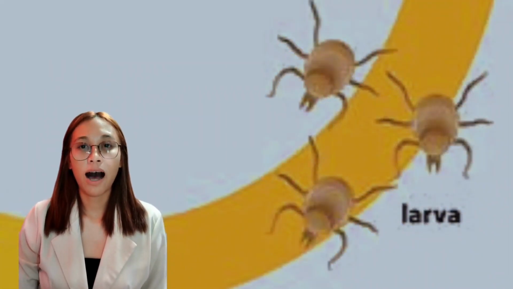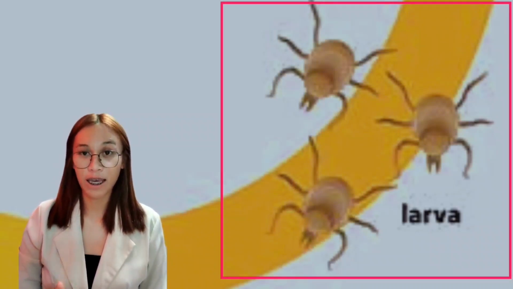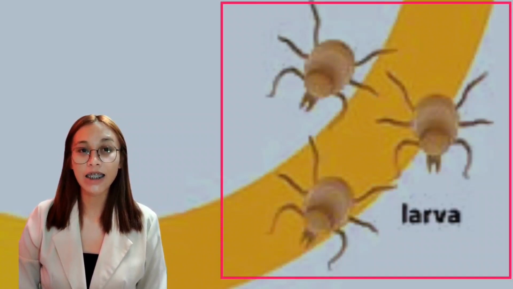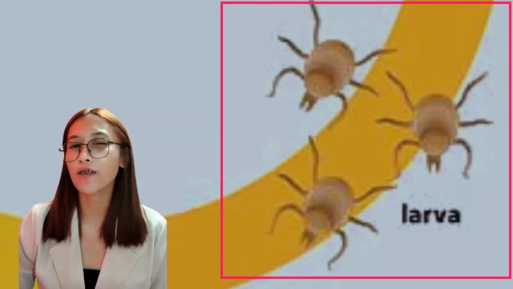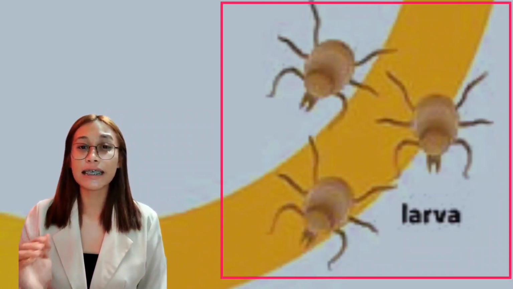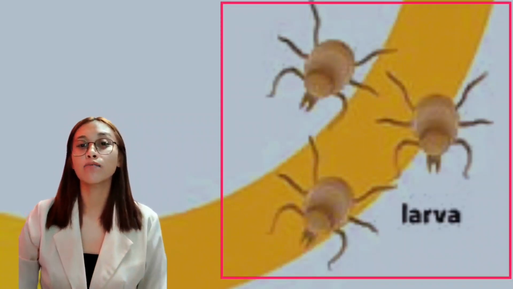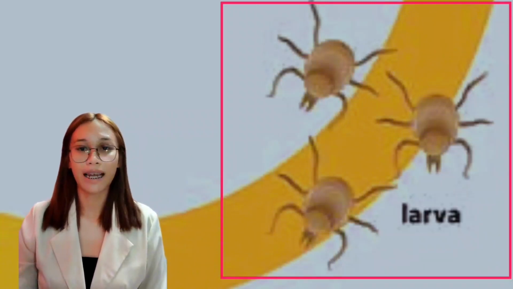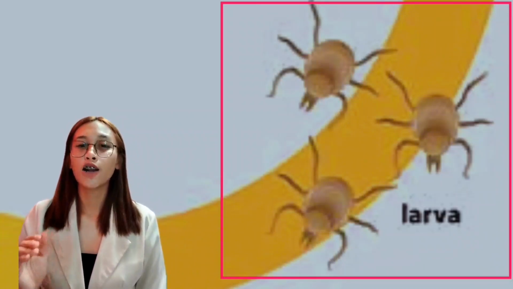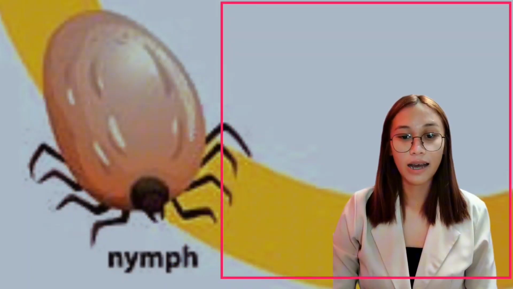Next is larva. After a period of incubation, the eggs hatch into larvae. Larvae have 6 legs and are typically very small and difficult to see with the naked eye. They actively seek a host for their first blood meal, which is usually a small mammal, bird, or reptile. After feeding, larvae drop off the host and molt into nymphs.